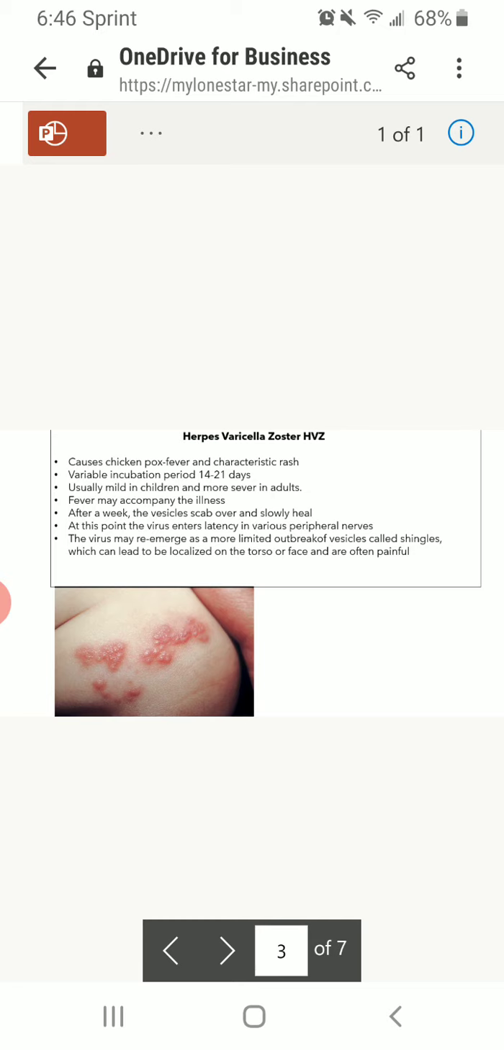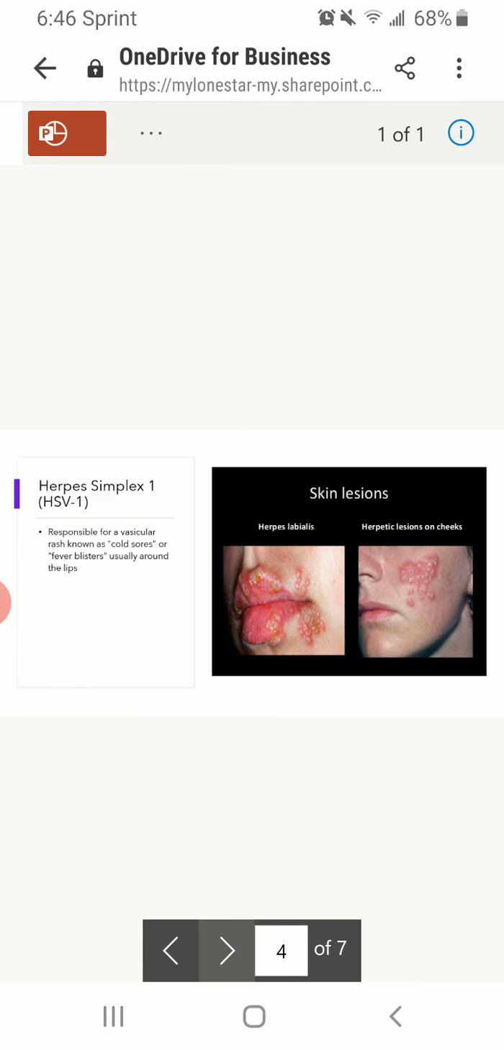And then at this point, the virus enters latency in various peripheral nerves. The virus may also re-emerge as a more limited outbreak of vesicles called shingles, which can be localized on the torso or face, and is sometimes or often painful. Here is just a little picture of an example of chickenpox.